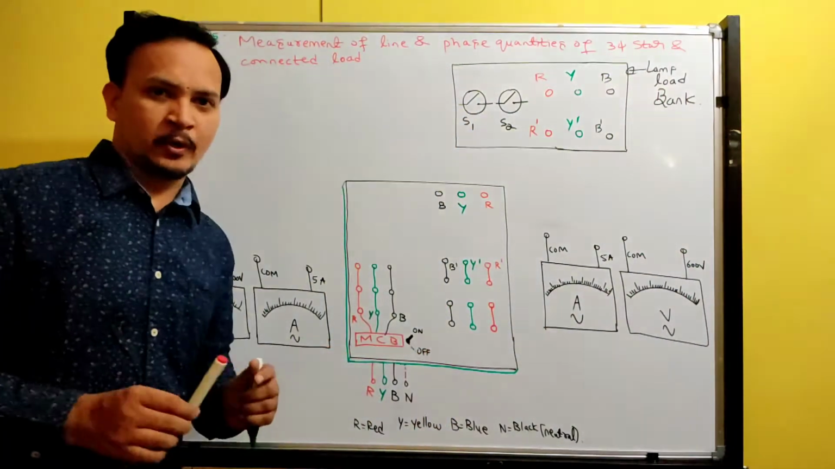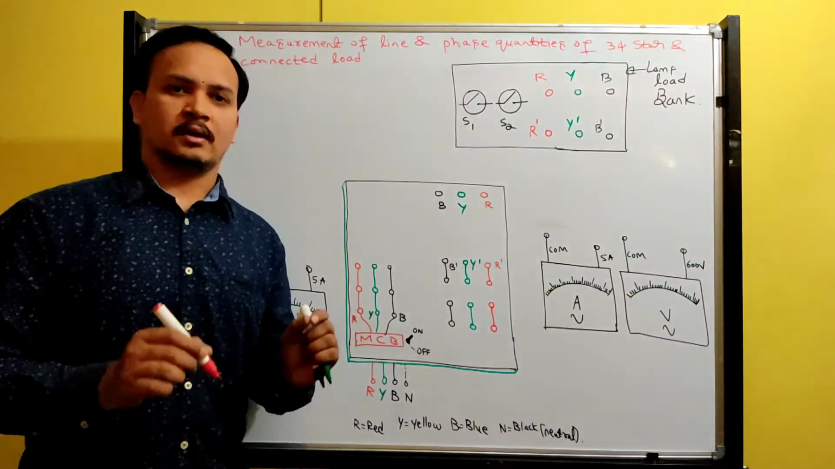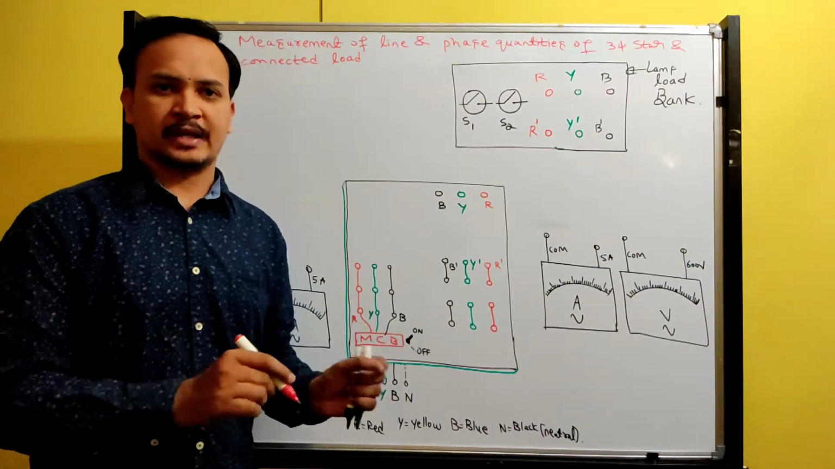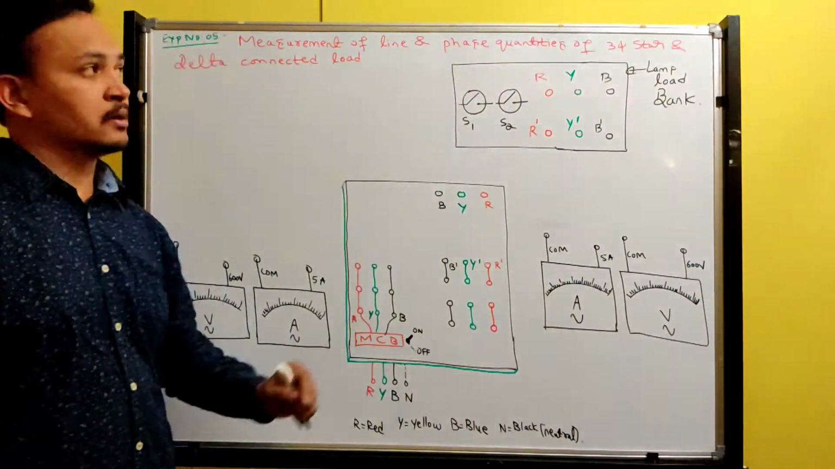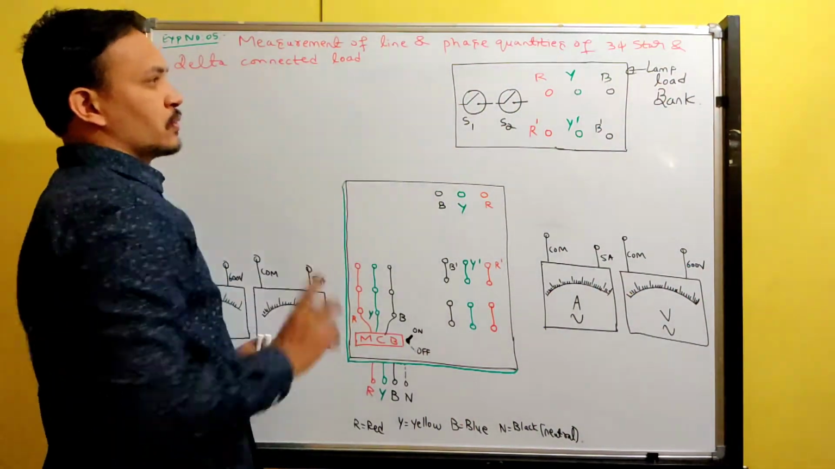So in this lecture I am going to explain how to do the experimental setup and circuit connections for three-phase star and delta connection to measure the line and phase quantities.